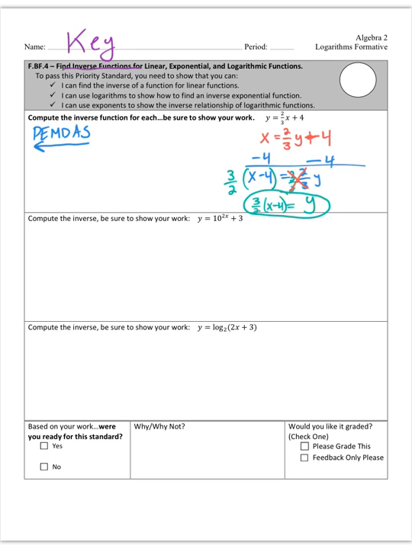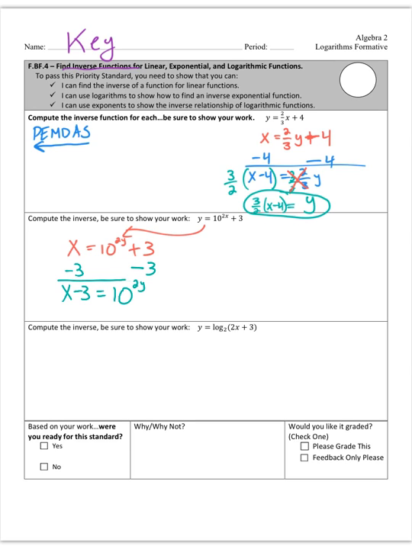Very similar procedure. We're going to switch the x and the y, and notice that it's 10 to the power of 2x. So the 2x is in the exponent. So we're going to switch the x and the y. x equals 10 to the power of 2y plus 3. Remember, we're switching the x and the y. And again, we're going to use PEMDAS backwards, essentially. So I have to undo addition and subtraction first. I see there's addition, so I'm undoing addition by subtracting 3 from both sides. So I'm left with x minus 3 equals 10 to the power of 2y.